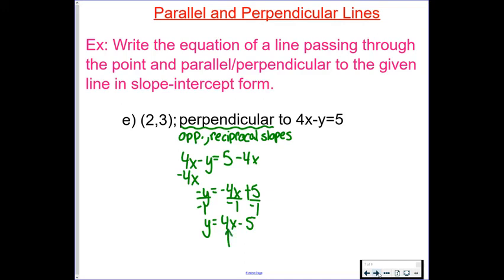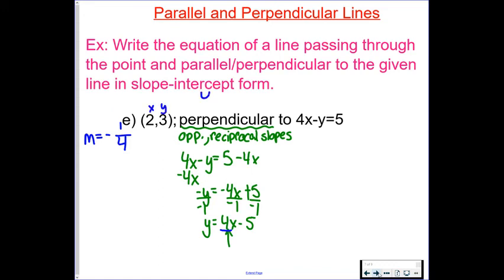4. If it's perpendicular, we're looking for a slope that is opposite and a reciprocal of the one that was given to us. So let's see, m. If I take my given slope and change it to its opposite, instead of positive, now it's negative. And instead of 4 over 1, it's 1 over 4. So they're opposite signs, and then I flip my fraction. Now I've got my slope and my ordered pair.